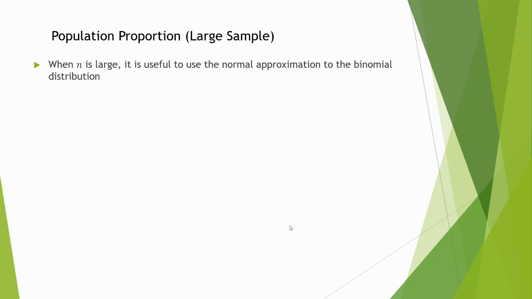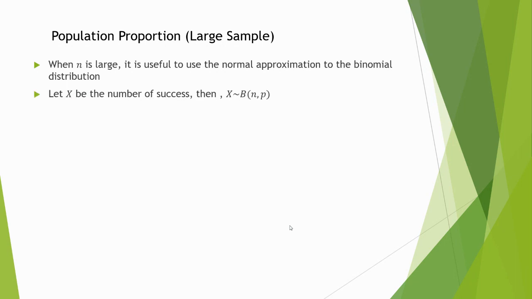How about population proportion for a large sample? When n is large, it is useful to use the normal approximation to the binomial distribution. This is when your binomial distribution size is too large, so we approximate it to a normal distribution.